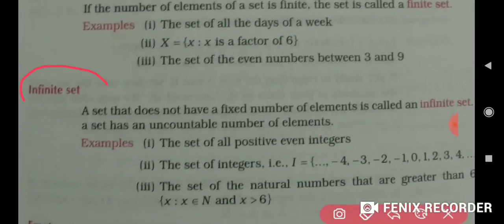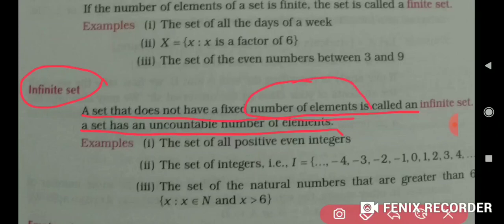Now next, infinite set. A set that does not have a fixed number of elements is called infinite set. A set has an uncountable number of elements. Infinite set means the set which is uncountable. We can't count the number of elements of a set, and that is known as infinite set.